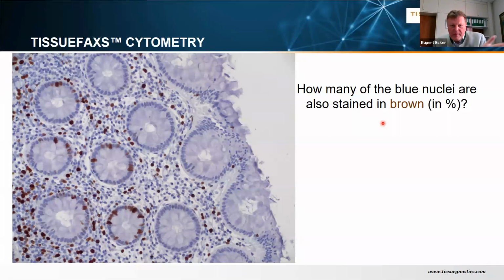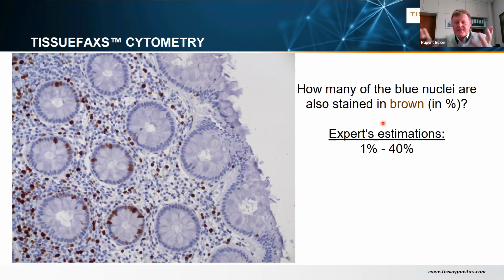And we made a survey among more than 100 scientists, and believe it or not, the answers that we received ranged from 1% to 40%. So some people think 1% of the cells are proliferating, others think 40% of the cells are proliferating, which I would say is quite a significant difference. And this points to the main challenge associated with visual evaluation: you always get a range of estimations rather than a reproducible measurement.